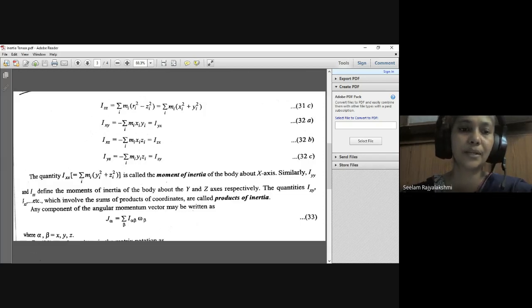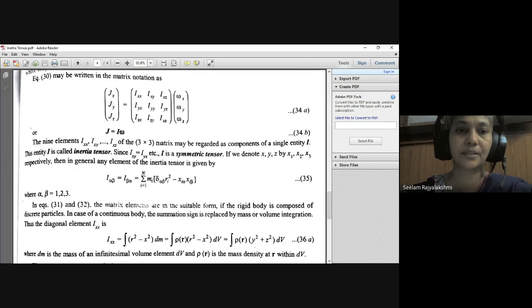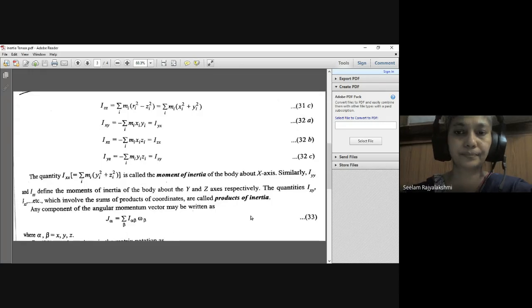So any component of the angular momentum vector may be written as J alpha equals sigma beta I alpha beta omega beta. This is equation number 33. Here alpha, beta equals x, y, z.